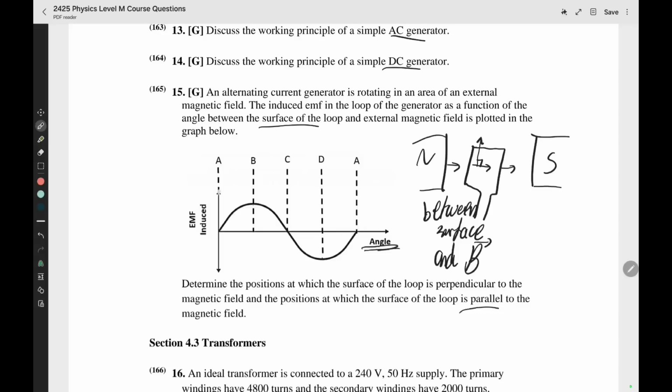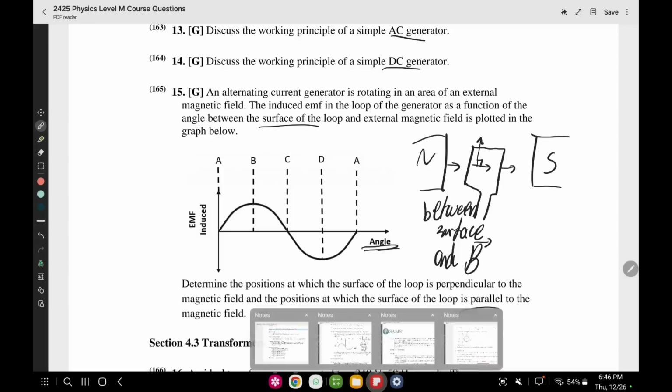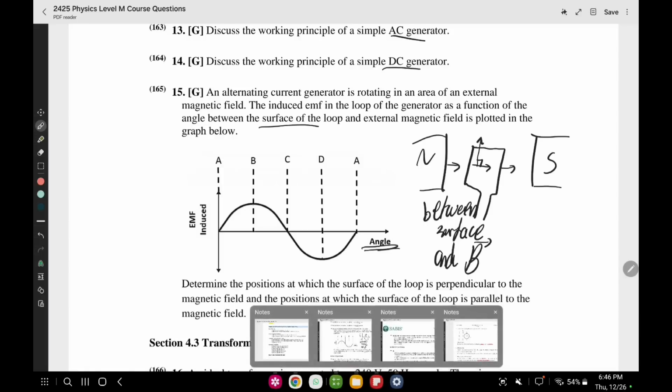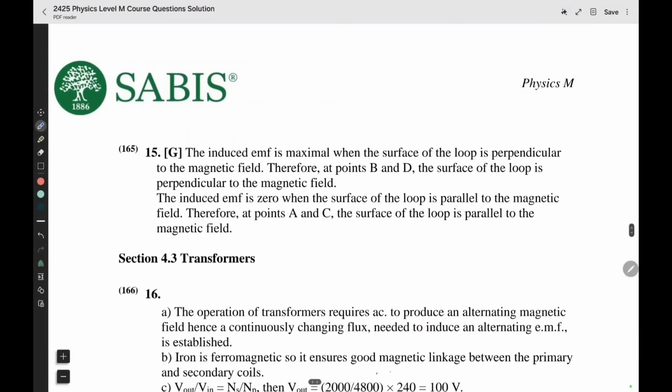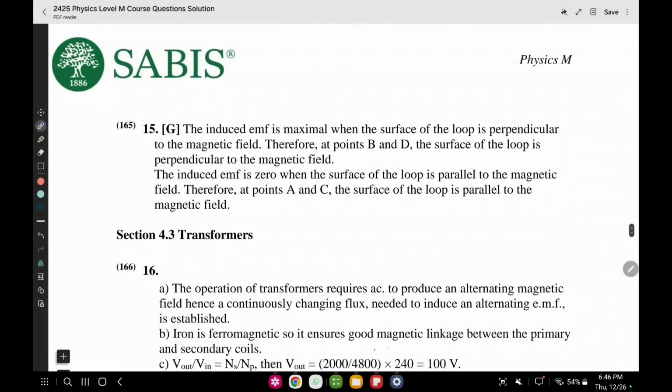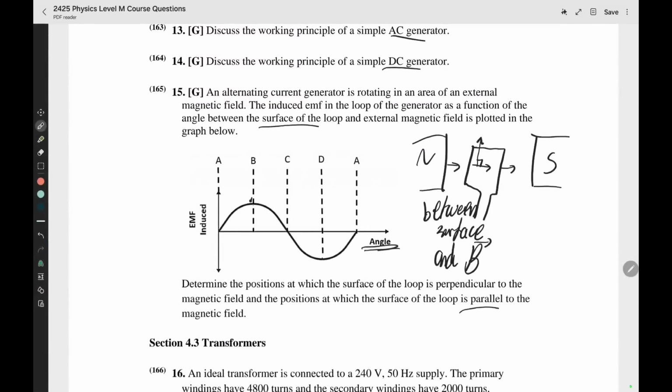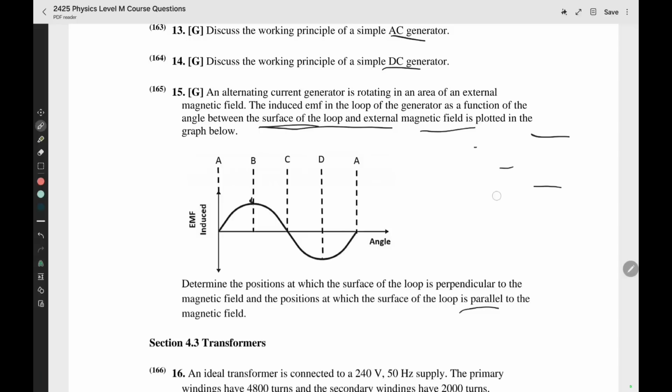So that's why here in the solution, because they're talking about normal in the question, in the solution they said it's perpendicular at the maximum point. So here they said it's perpendicular at B and at D, and parallel at C and at A. This is correct because they're talking about the angle between the surface and the magnetic field. If in the exam they gave you the angle between the surface and the external magnetic field, this would be correct. Just switch them up. But 99% of the time they never do this.